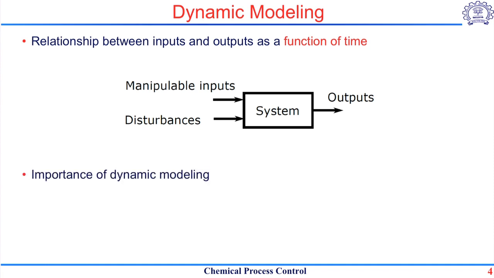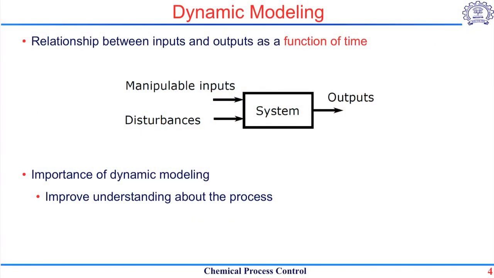So a dynamic model, other than process control, also has additional advantages. A dynamic model gives you additional or improved understanding about the process. Like we saw for the stirred tank system, it tells you what the speed of response of that particular system is. It also tells you about the size or capacity of the system. And thus, as it tells you how the system behaves in response to inputs, it also helps you in developing and designing a control system.